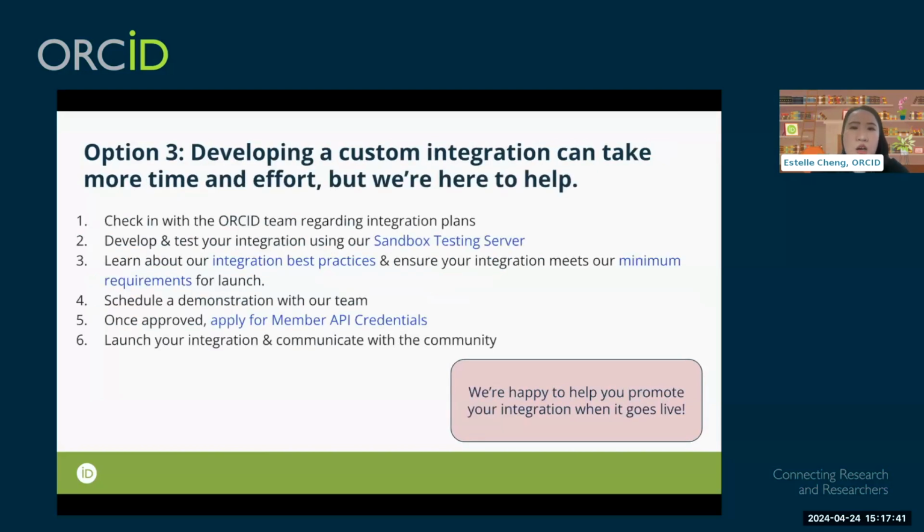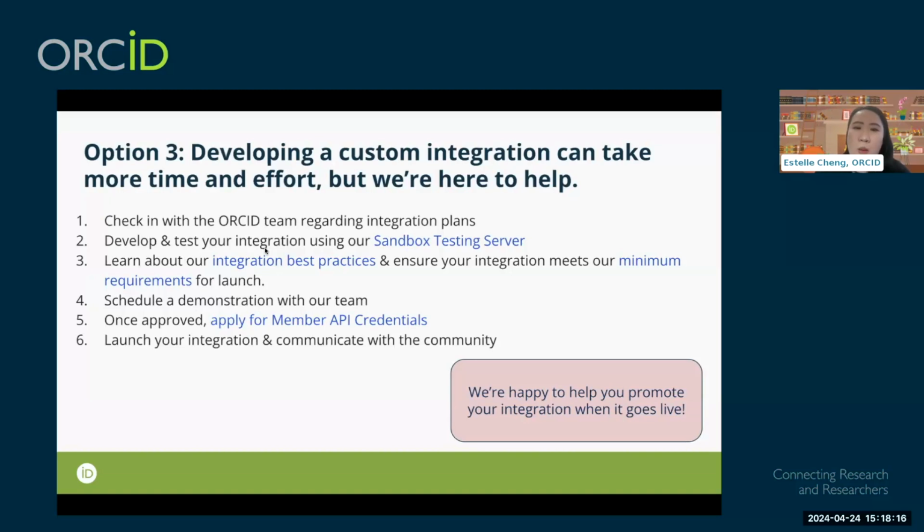And the third option: since participants today said they are already integrated with ORCID via custom integration, custom integrations actually account for a large portion in the APAC region. Custom integration, of course, could take a bit more time and effort because it really suits your organizational needs, but we are here to help. The first step we want to share is that please first reach out to us. Let us know your integration plans.